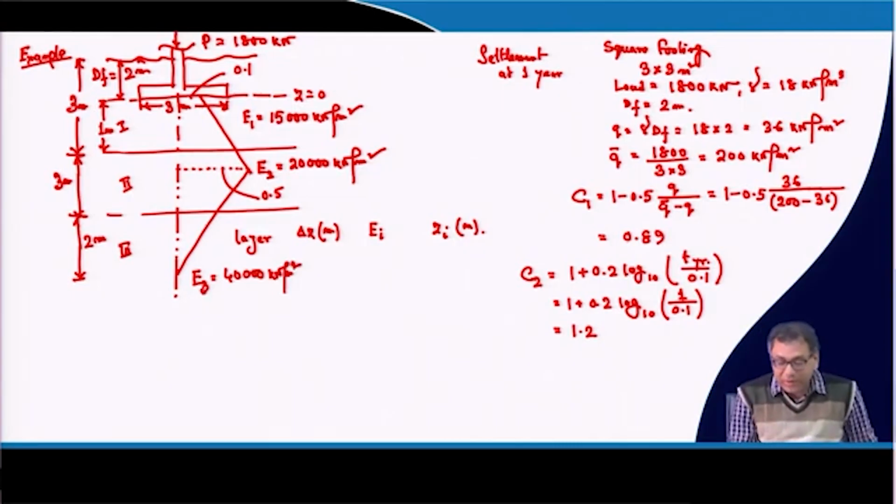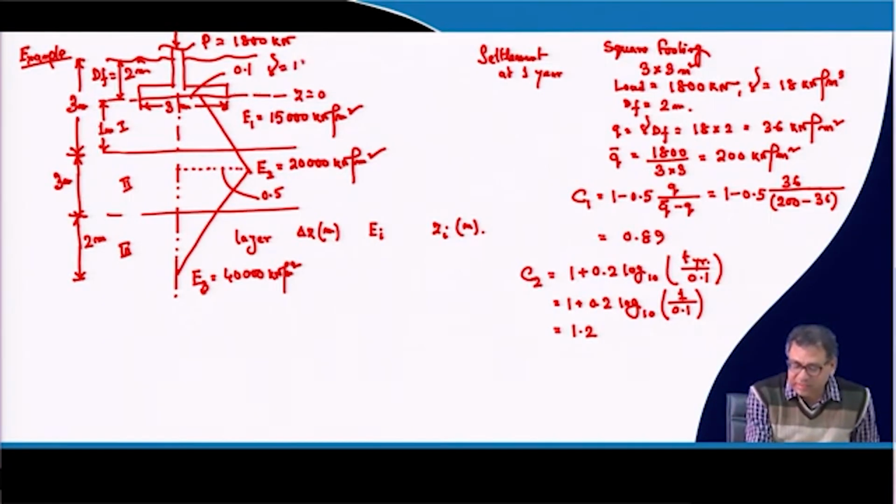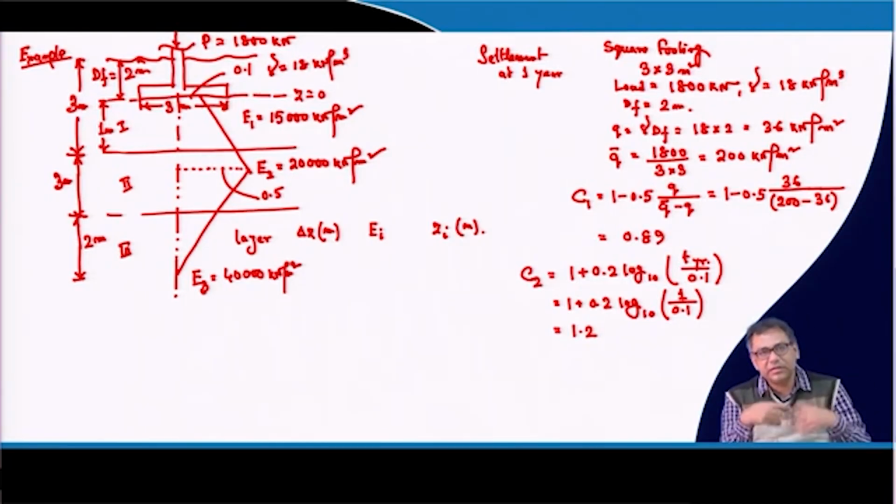So, now what are the things that are given? The dimension of the footing is given, 3 by 3 meter. The amount of load is given, 1800 kilonewton. Then the unit weight of the soil of the first layer is given, that is 18 kilonewton per meter cube. For the other layers it is not required, that is why it is not given. DF, the depth of foundation, is 2 meter, which is given.